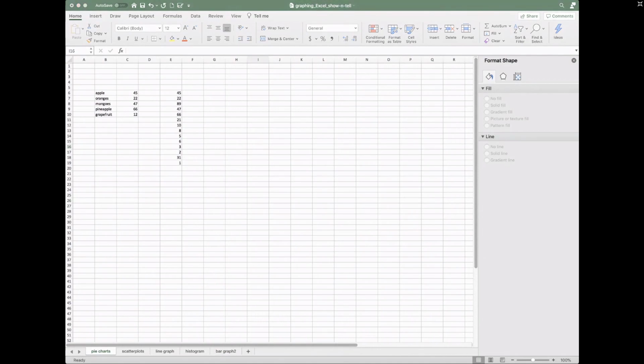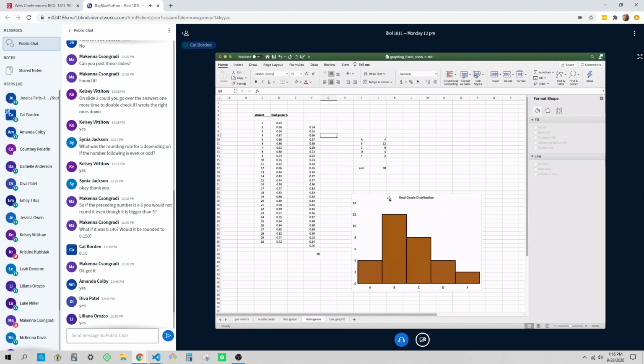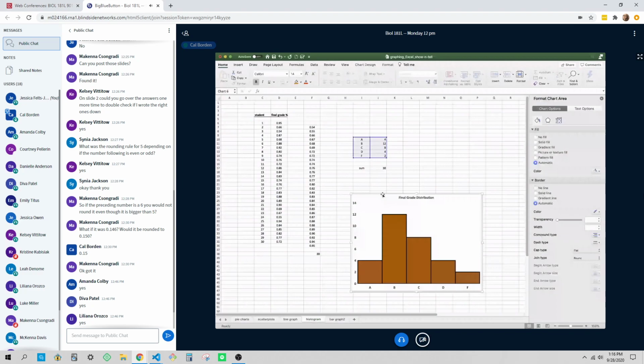Questions for me? Anything and everything we've done. Any Excel experts out there that want to tell me what I did wrong on my histogram? Why I couldn't, what I did wrong? You're a quiet group. There's 17 of you here.